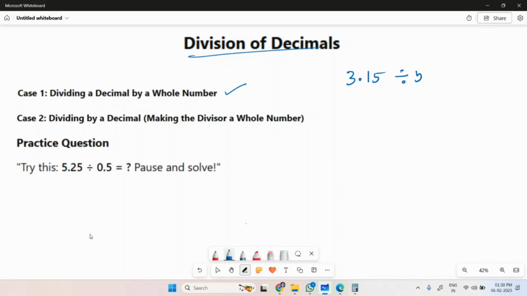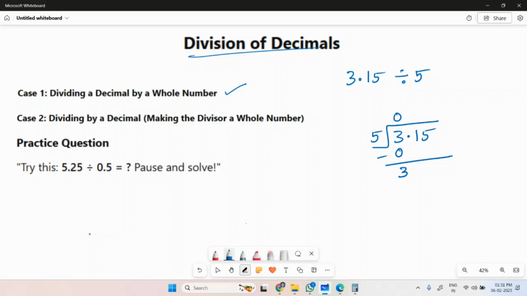3.15 divided by 5. Like multiplication, we will not ignore the decimal point in the division. We will write the decimal number as it is as a dividend and we will divide by the divisor. While dividing, you have to remember that first we have to divide the whole number part and then the decimal places part. Here the whole number is 3. We have to check that in 5 times table do we have 3 or not. In 5 times table we don't have 3. So let's keep a 0. 5 times 0 is 0 and remainder is 3.